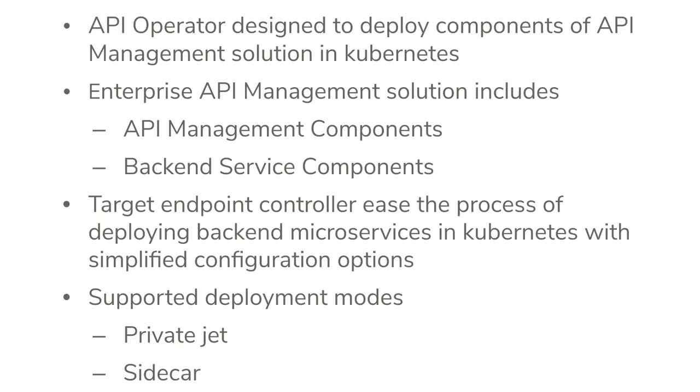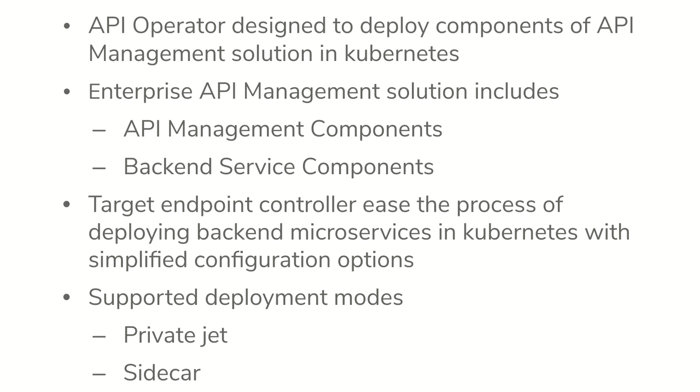First of all, our API Operator is designed to deploy components of an API management solution in a Kubernetes environment. In a typical enterprise, an API management solution includes API management components and your backend service components. Target Endpoint Controller is the process of deploying backend managed services in Kubernetes with simplified configuration options.